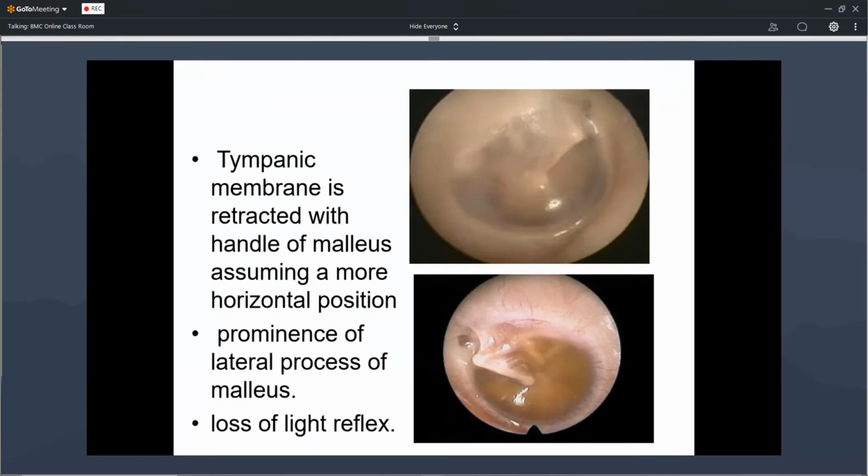So these are the signs on examination. If you examine the tympanic membrane in tubal occlusion, the tympanic membrane is retracted, with the handle of the malleus assuming a more horizontal position and prominence of the lateral process of the malleus. So this is the lateral process of the malleus. If you see the tympanic membrane, it is very thin and retracted, and the cone of light is distorted.